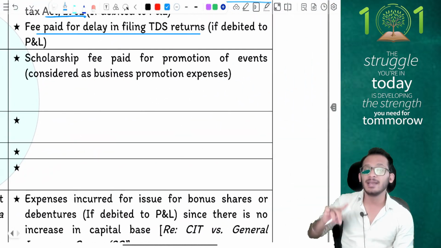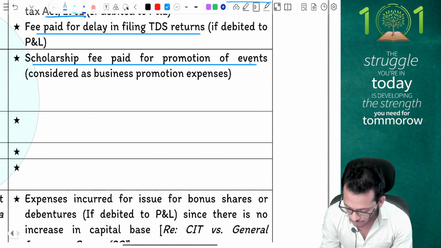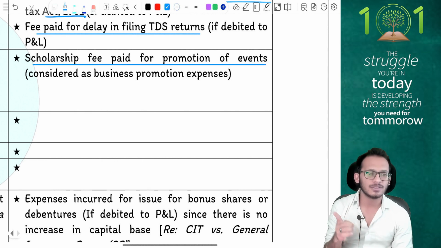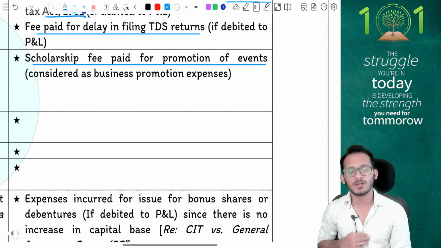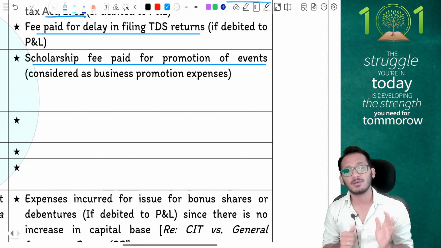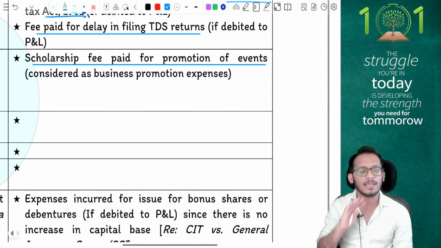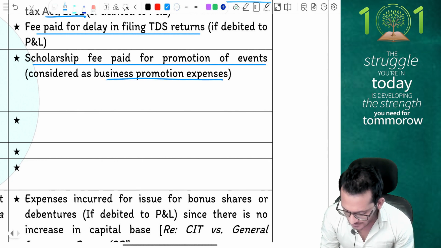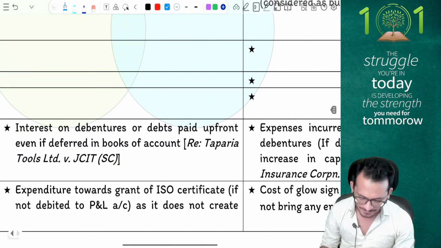What items will I ignore for the purpose of my computations? Any kind of scholarship fees which is paid for promotion of events. Please notice, people, although scholarship fees can be tantamount to donations, if it is a scholarship fees which is promoting my business, then in that case it is no more a donation, and therefore it becomes a business expense. If you can prove it as a business expense, then it is allowed as a deduction. I don't need to treat it as a disallowable component. If it is there in the P&L, then I can claim it as a deduction. I will ignore the adjustment as it is, because it is going to be considered as a business promotion expense. Clear? Great.